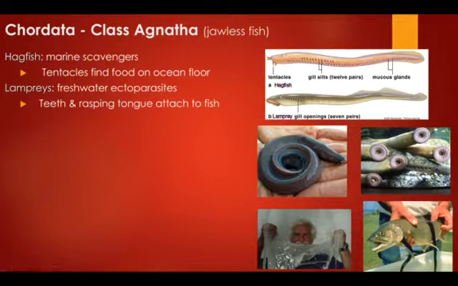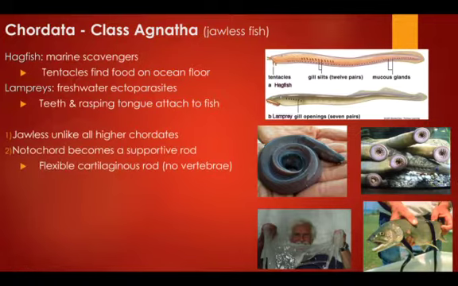Lampreys are freshwater ectoparasites, so they live on the outside of things. They have lots of teeth and a rasping tongue that allows them to attach to other fishes. So here at the bottom right, we have some lampreys that are parasitizing this poor fish. So they are ectoparasites. They are jawless. Unlike higher chordates, they do not have a jaw.